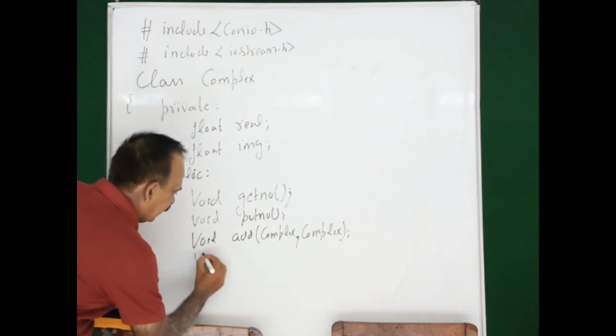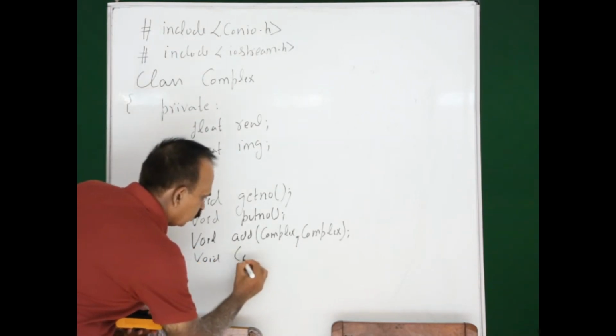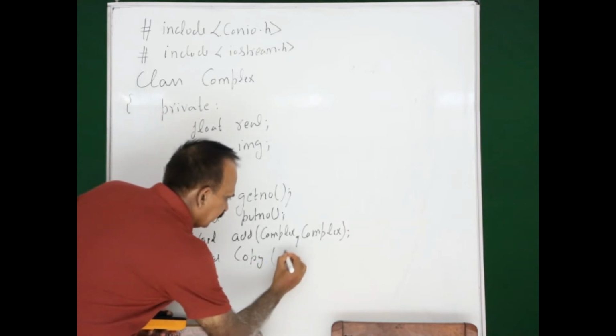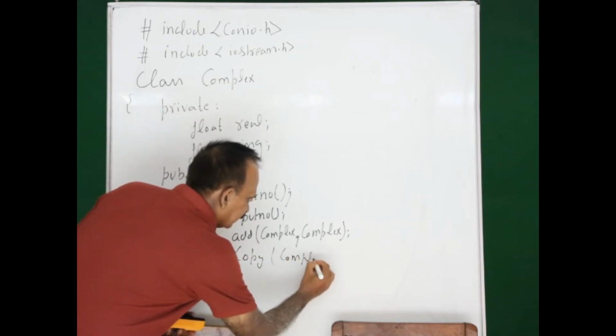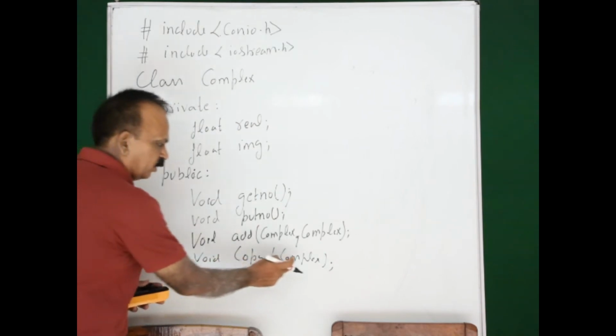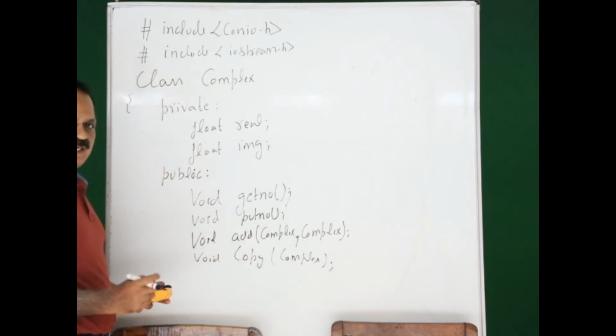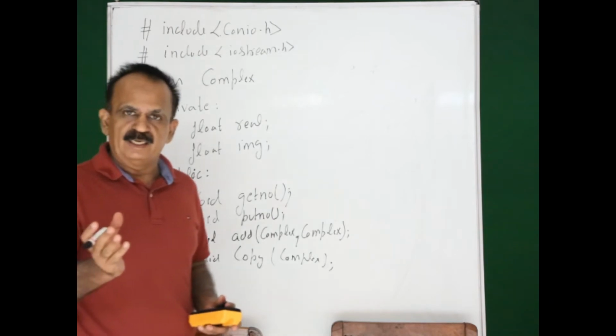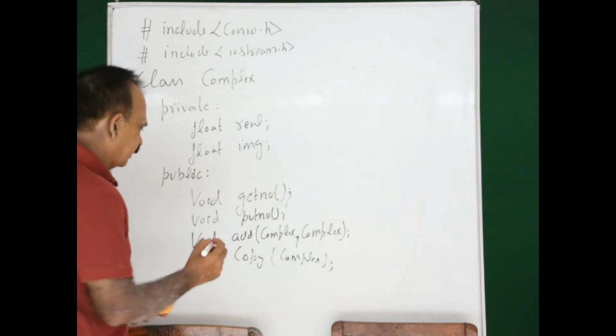The next one is, say, void copy, and one argument, and that is complex. Now this particular function will be having one complex number as input, and the result I will be storing in the calling object.